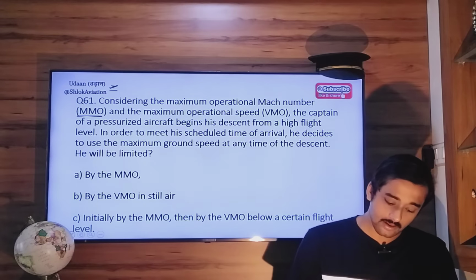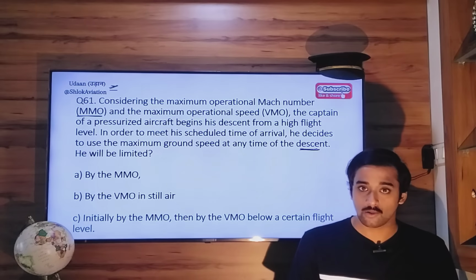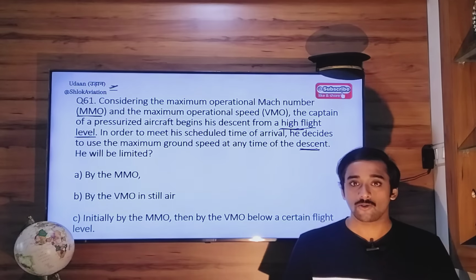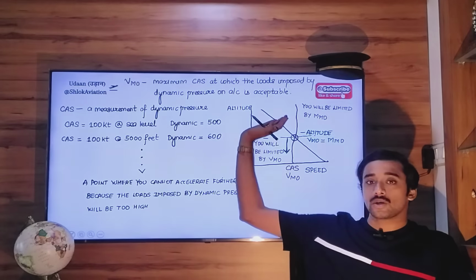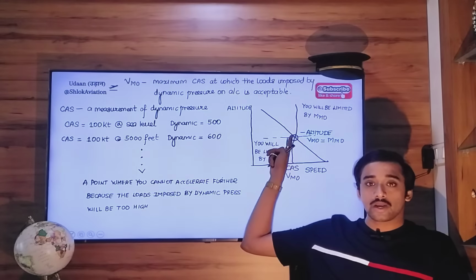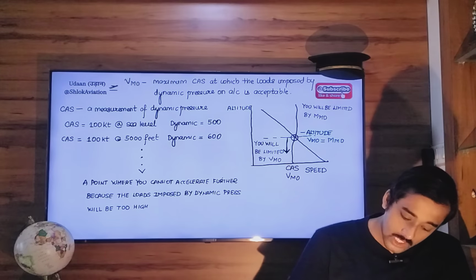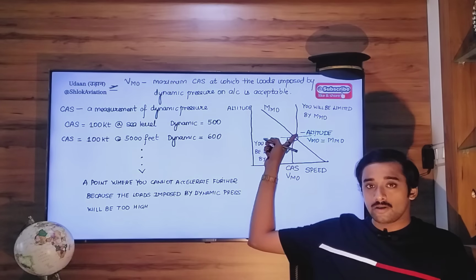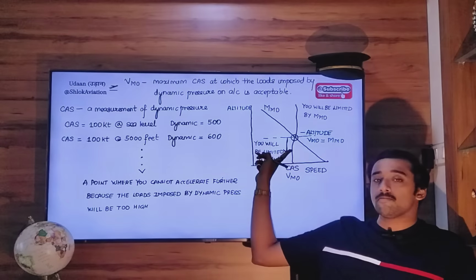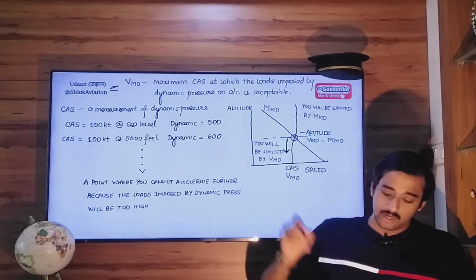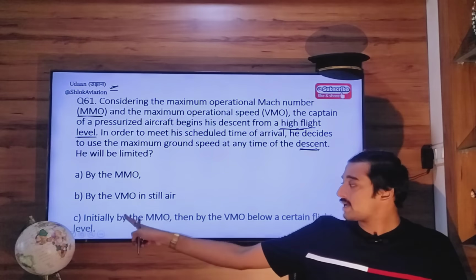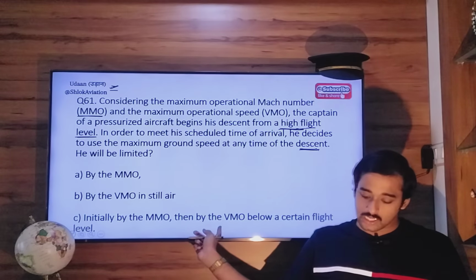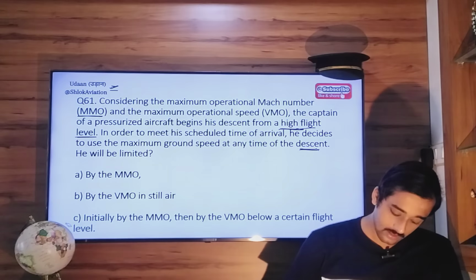Now you are descending. Okay, you are descending to lower altitudes. So from a very high level, it's written here, from a very high flight level. So first, when you are descending from higher levels to lower levels, you will be first restricted or limited by MMO. Then after crossing a certain altitude, you will be limited by VMO. So initially at high altitudes, you will be limited by MMO, and after that you will be limited by VMO below a certain flight level. So option C. Okay.